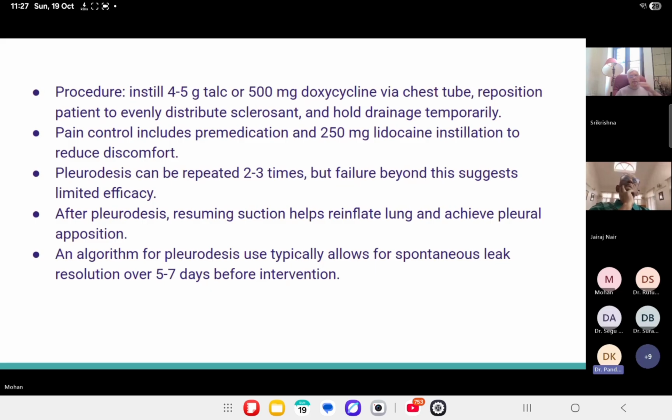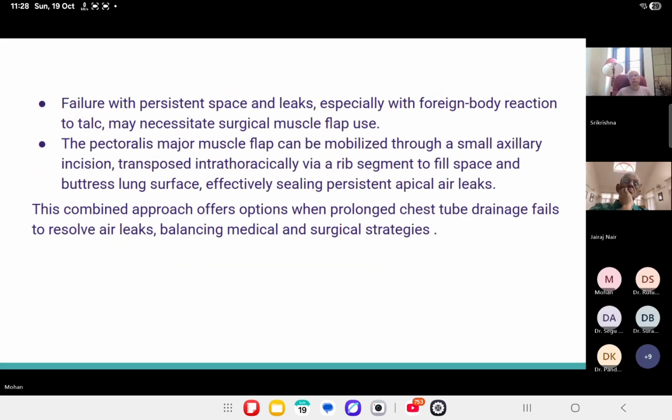After pleurodesis, resuming suction helps in reinflating the lung and achieving pleural apposition. An algorithm for pleurodesis typically allows for spontaneous resolution of air leak over 5 to 7 days after intervention. Failure with persistent space and leaks, especially with foreign body reaction to talc, may necessitate a surgical muscle flap used to obliterate the space and seal the active air leak area.